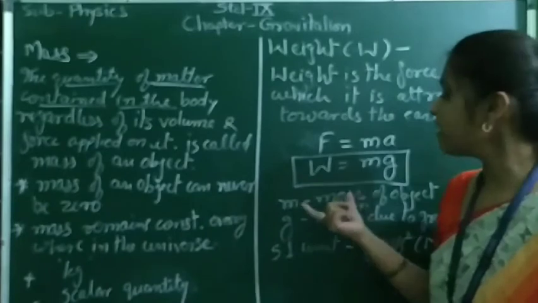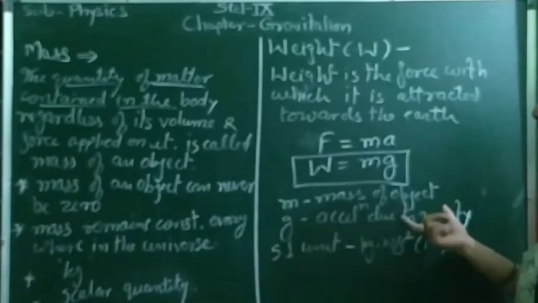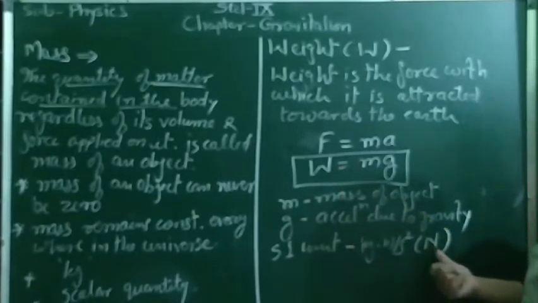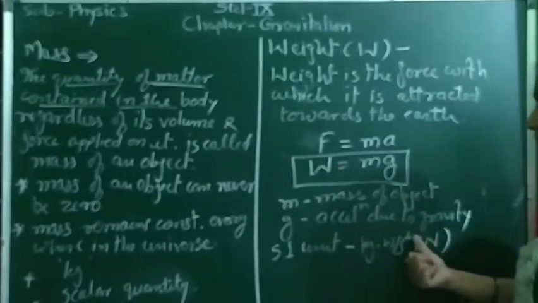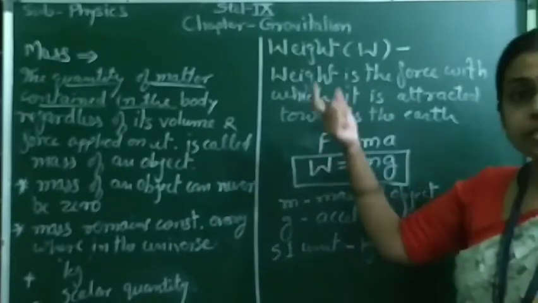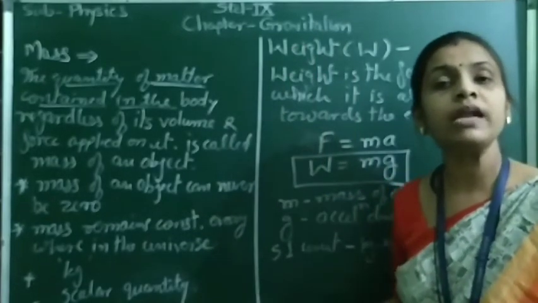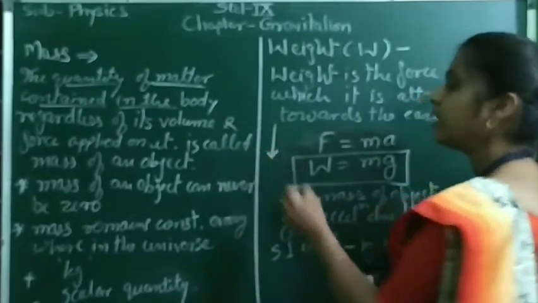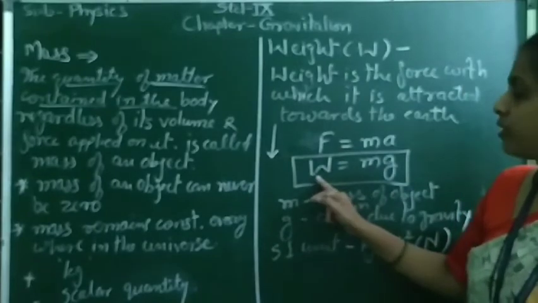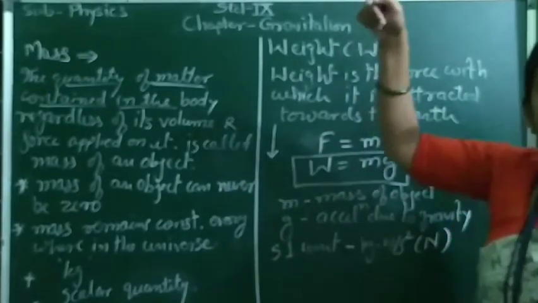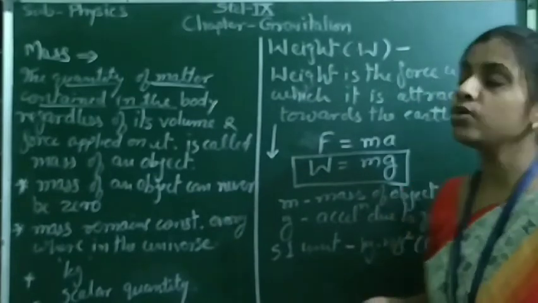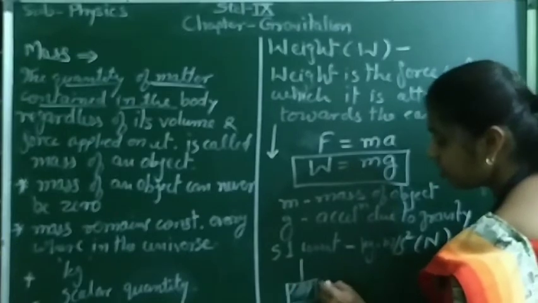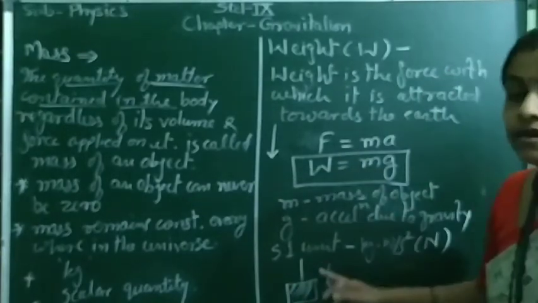So it is the force of an object due to gravity, and therefore the SI unit of weight of an object is Newton. As it is due to acceleration due to gravity, and we know that acceleration due to gravity always acts in a downward direction, the weight of an object is also in a downward direction. So what is the direction of the weight of an object? The weight of an object always acts in a downward direction. So if any object is hung, then its weight, its force, always acts in a downward direction.